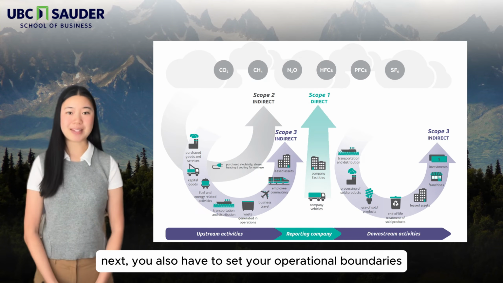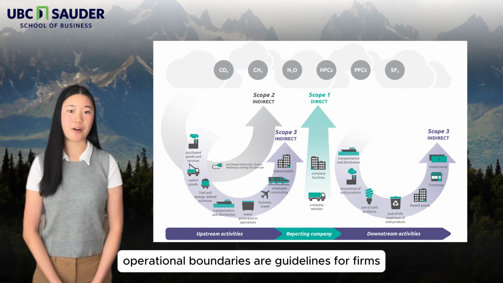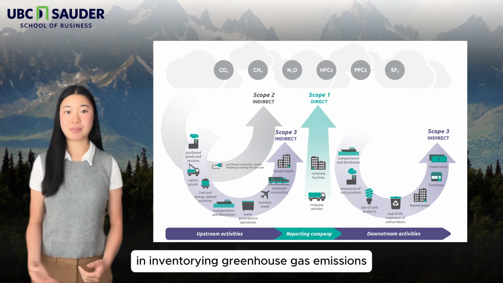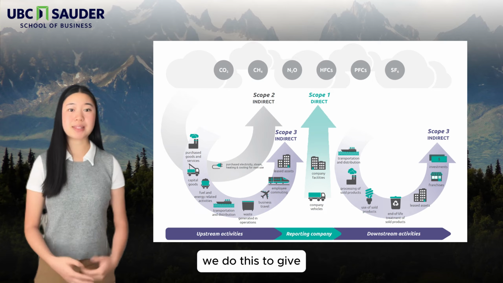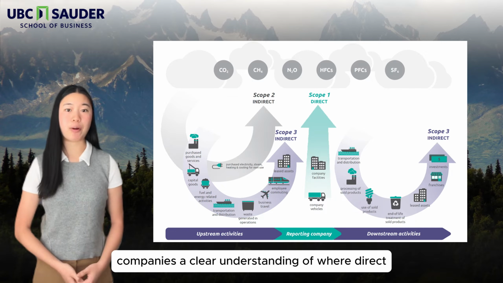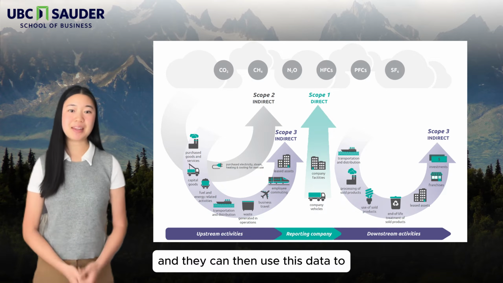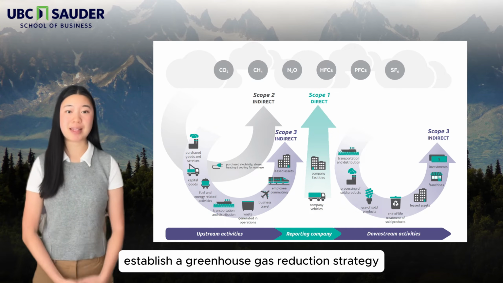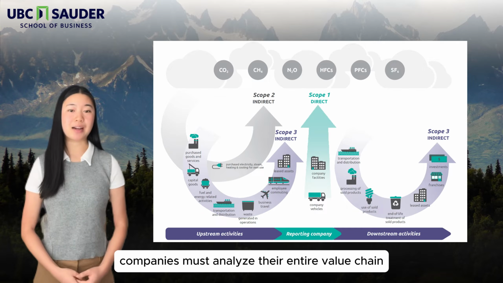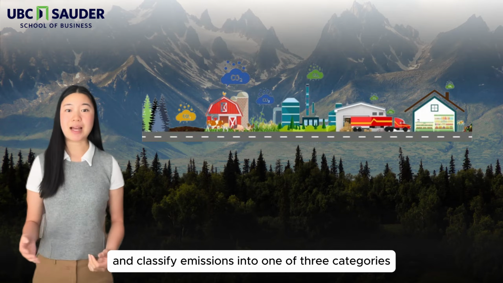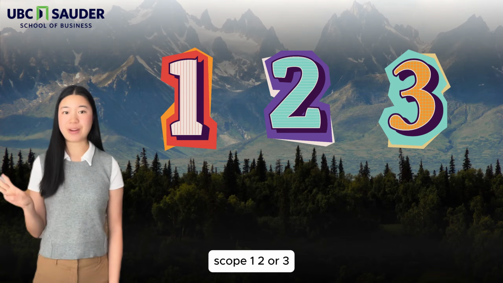Next, you'll also have to set your operational boundaries. Operational boundaries are guidelines for firms in inventorying their greenhouse gas emissions, categorizing emissions into scopes. We do this to give companies a clear understanding of where direct and indirect emissions come from in their value chain, and they can then use this data to establish a greenhouse gas reduction strategy. As for how we do this, companies must analyze their entire value chain and classify emissions into one of three categories: Scope 1, 2, or 3.